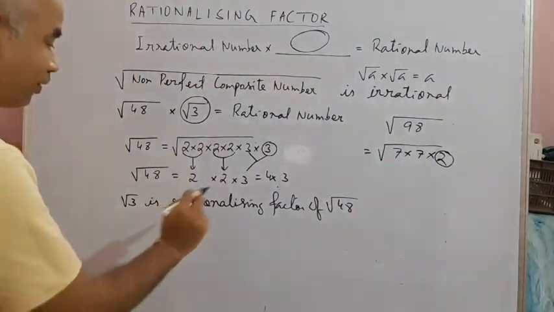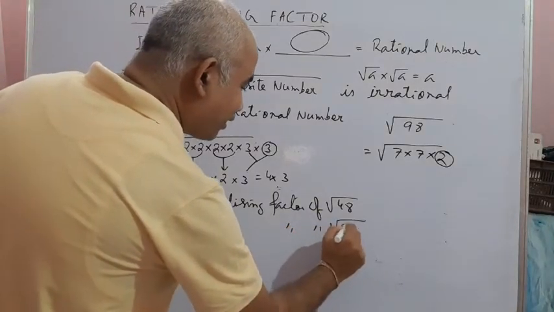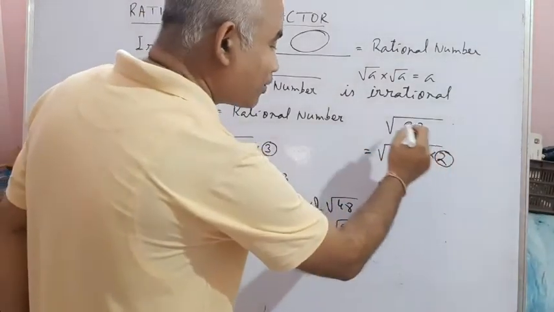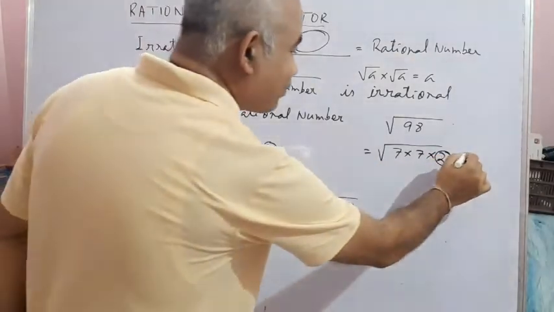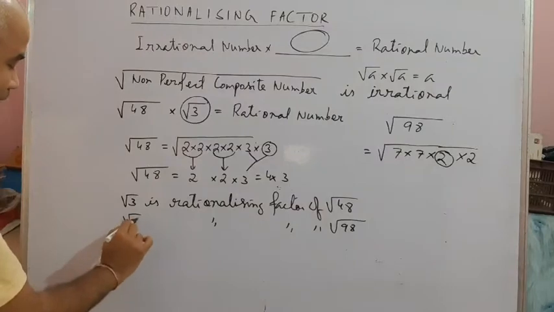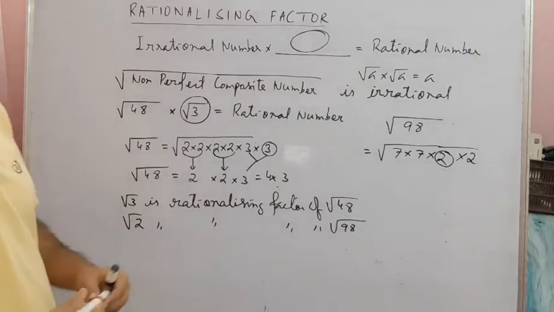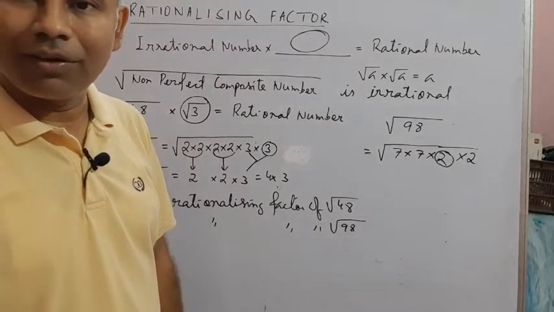So what is the rationalizing factor of root over 98? That means what? I have to multiply here, so that every equal factor can form pair. I have to multiply 1 more 2 under root sign. That means root 2 is the rationalizing factor of root 98. I think up to this is clear for all of you.